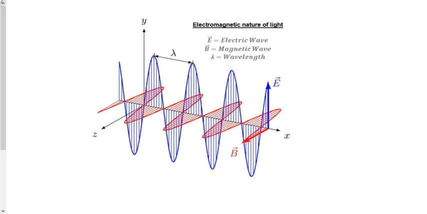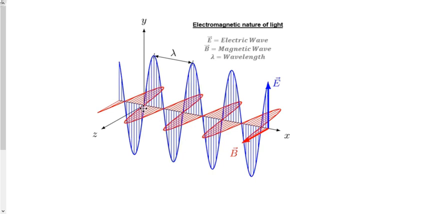In this video, I'm just going to briefly describe the electromagnetic nature of light and the ability to polarize light. So light is an electromagnetic wave. So what does that mean? There is an oscillation in the electric field, which is this blue oscillation here. And perpendicular to it is an oscillation in the magnetic field.